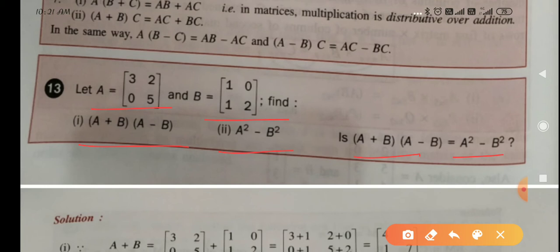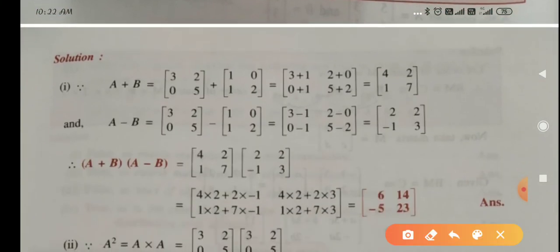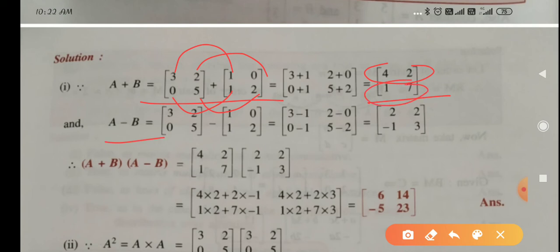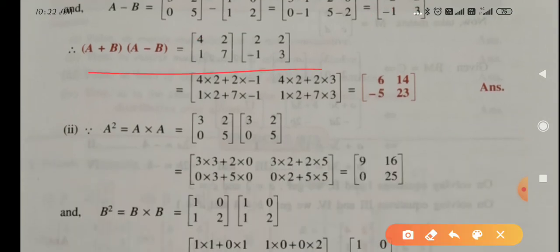The same identity is there, but they are asking whether in the matrix case this identity is applicable or not, satisfying or not. So first, A plus B: you can add, and the final answer is coming 4 2, 1 7. How? 3 plus 1 is 4, 2 plus 0 is 2, 0 plus 1 is 1, 5 plus 2 is 7. A minus B: 3 minus 1 is 2, 2 minus 0 is 2, 0 minus 1 is minus 1, 5 minus 2 is 3. So A plus B and A minus B you have found. Now you multiply A plus B with A minus B. So 4 multiplied by 2 plus 2 multiplied by minus 1, and finally you are getting 6, minus 5, 14, 23.